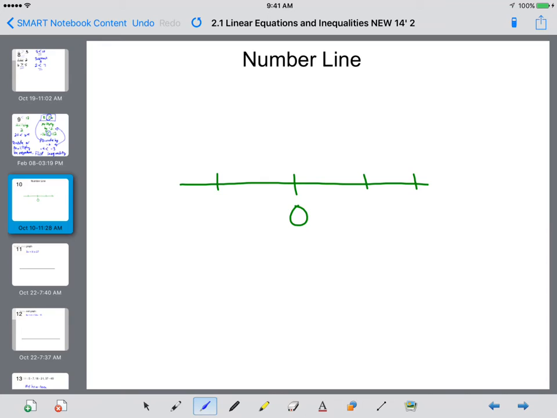A number line is just that. It starts with 0, and I want you to put a few numbers here. You might have 1, 2, 3. Over here you might have negative 1, negative 2, negative 3, and so on. So when we graph these inequalities, we're going to graph them on a number line.